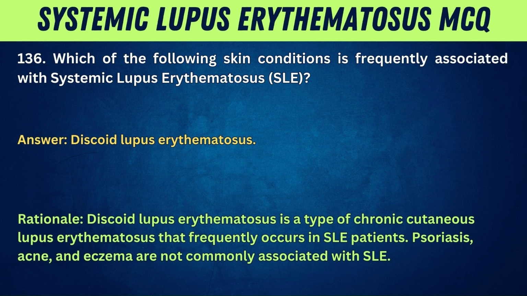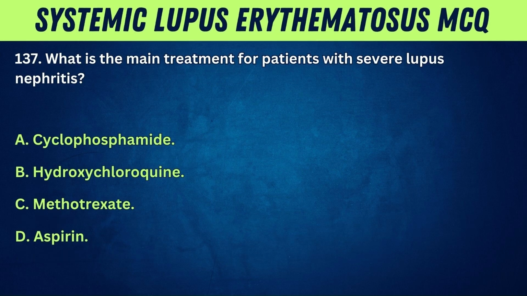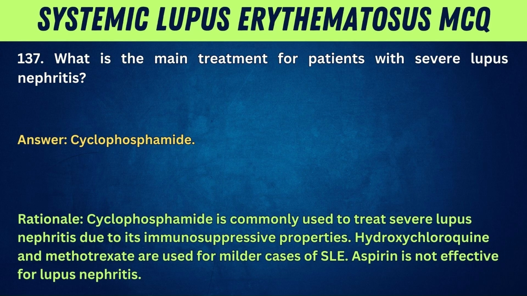Rationale: discoid lupus erythematosus is a type of chronic cutaneous lupus erythematosus that frequently occurs in SLE patients. Psoriasis, acne, and eczema are not commonly associated with SLE. 137. What is the main treatment for patients with severe lupus nephritis? A. Cyclophosphamide. B. Hydroxychloroquine. C. Methotrexate. D. Aspirin. Answer: cyclophosphamide.